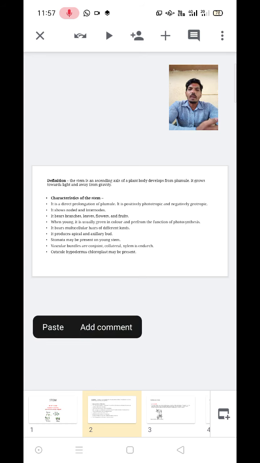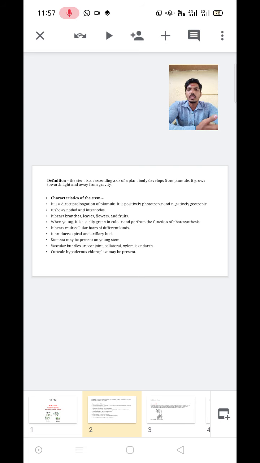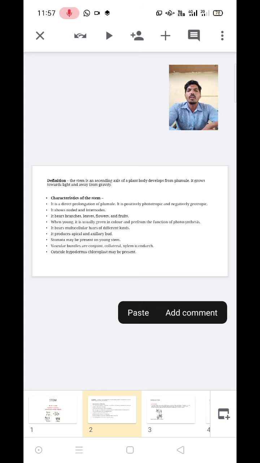Stem means the upper part of the plant that is present above the soil. That part is called the stem. The stem grows towards the light, what does that mean? For photosynthesis, the stem grows towards the light and away from gravity.